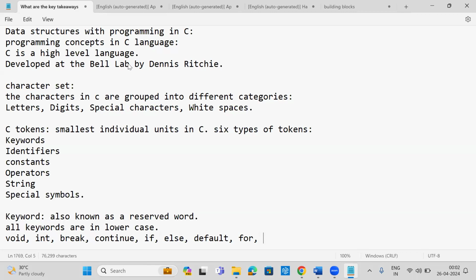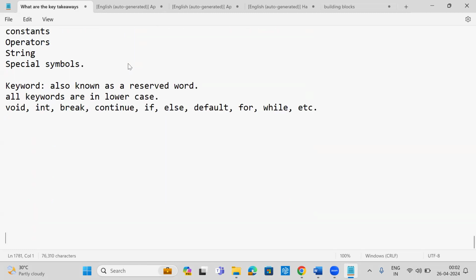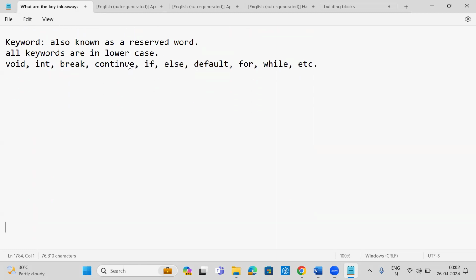Okay, you can see what are the keywords available in the C programming language. So while is also a keyword, and many more. Okay. So all these have their own meaning and they cannot be used by the developers for any other purpose. And they are always in lowercase.